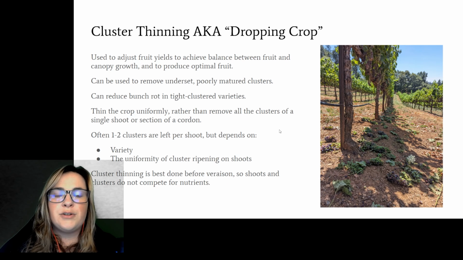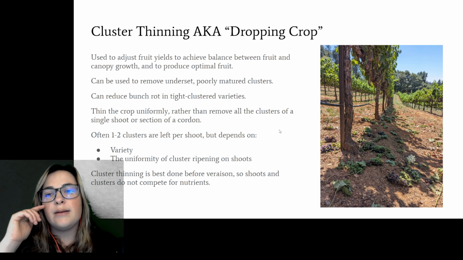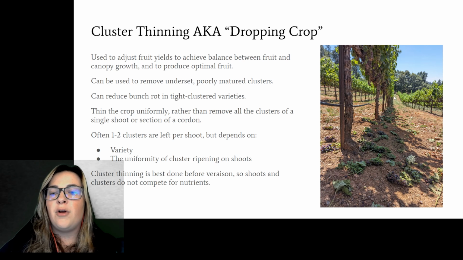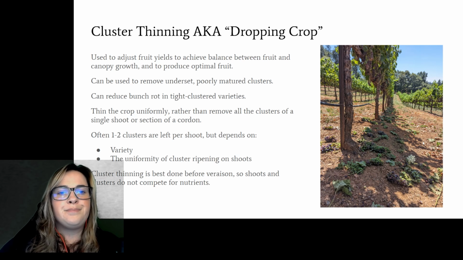Okay, cluster thinning is another thing you can do to help manage your canopy. Oftentimes, there are varieties that just overproduce. Zinfandel is a huge producer. This is a picture we have at Boger Winery from our vineyard work when we dropped crop of Zinfandel. So we dropped about 50% in this photo. It just depends on the variety and what your goals are for production, right?